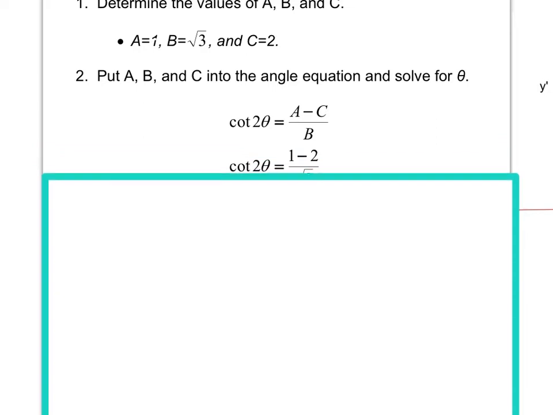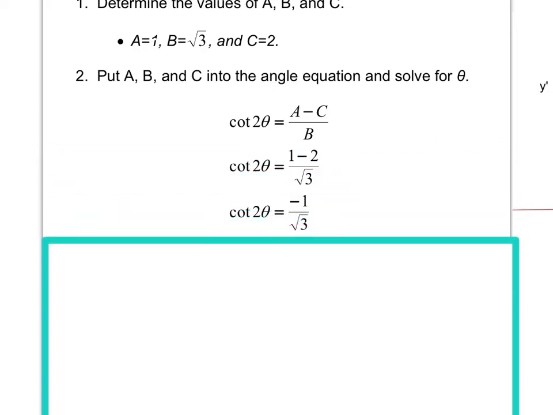When I do that, I get the cotangent of 2 theta equals negative 1 over radical 3. Now it might be a little bit easier to think of it this way. If the cotangent is negative 1 over radical 3, then the tangent of 2 theta would be the reciprocal, which is just negative radical 3 over 1. So then you can think about where on the unit circle the tangent equals negative radical 3. Well, that happens at 2 pi over 3. So my angle, 2 theta, is going to be 2 pi over 3.